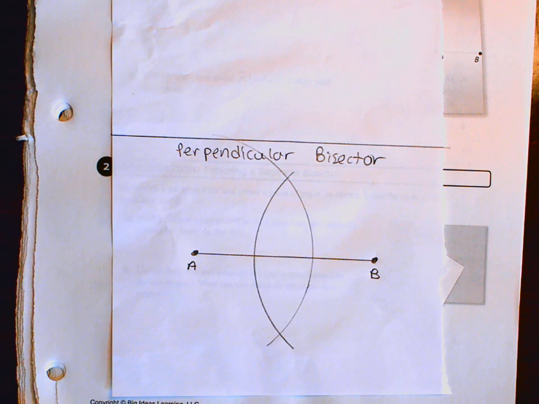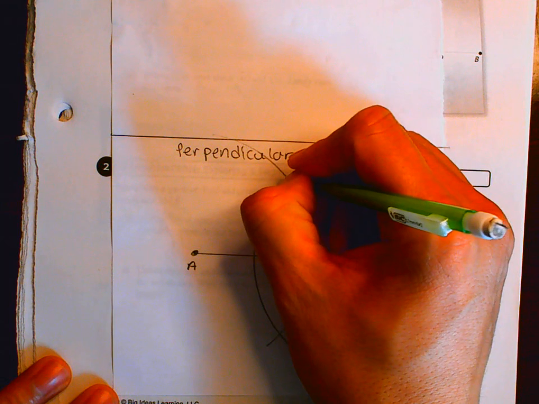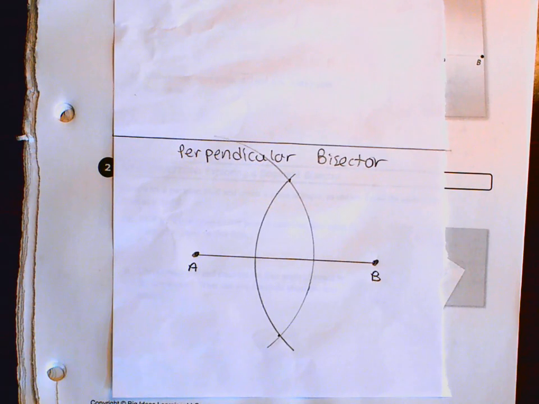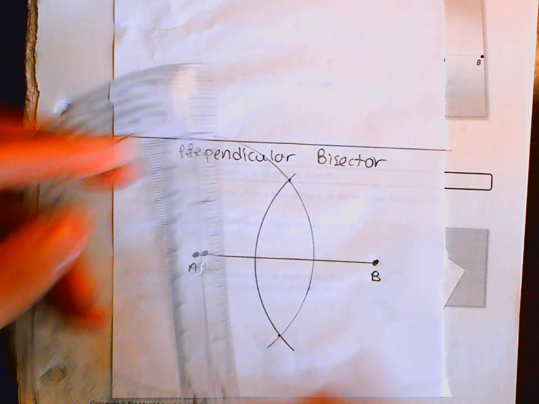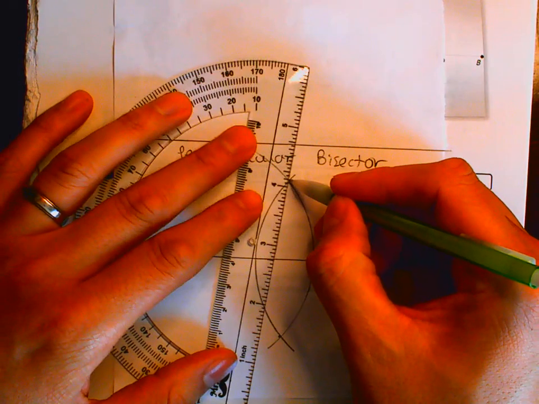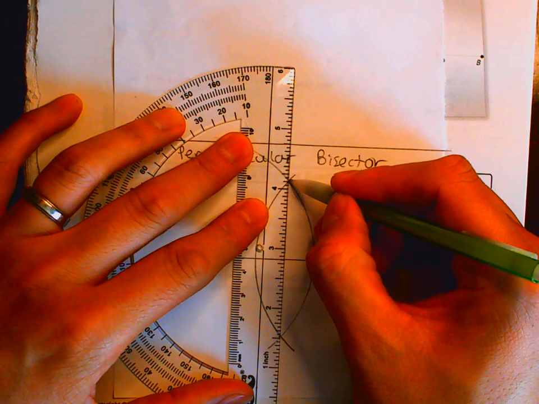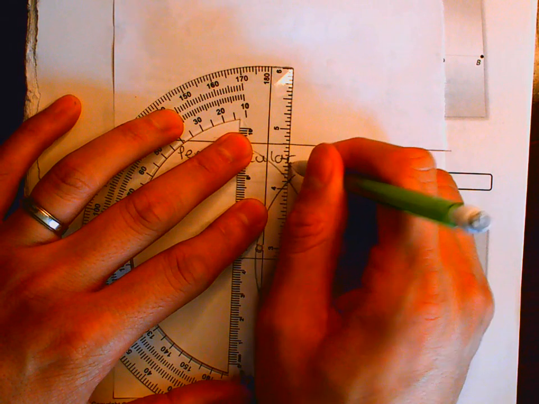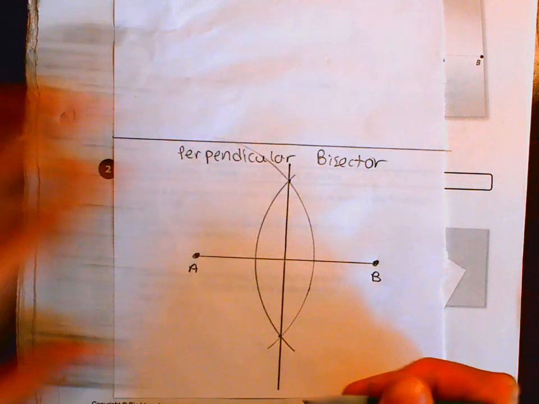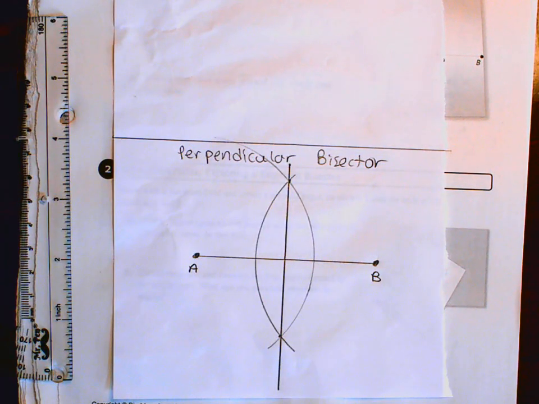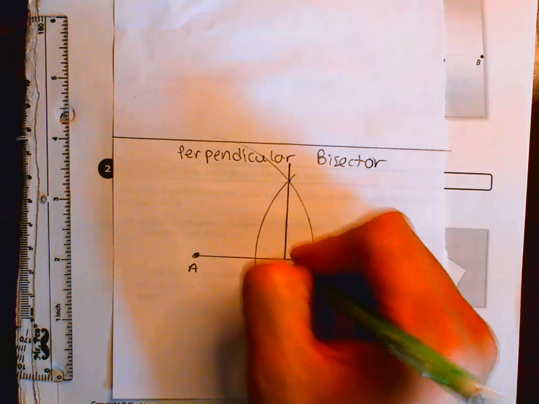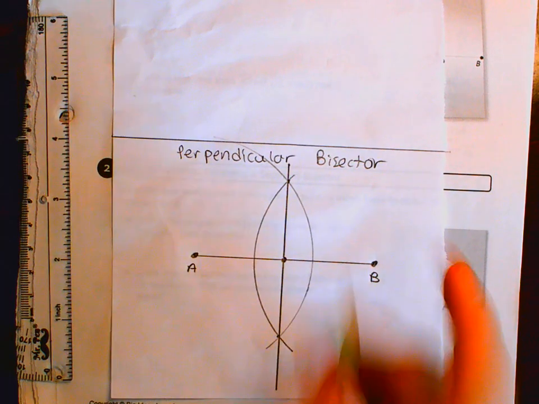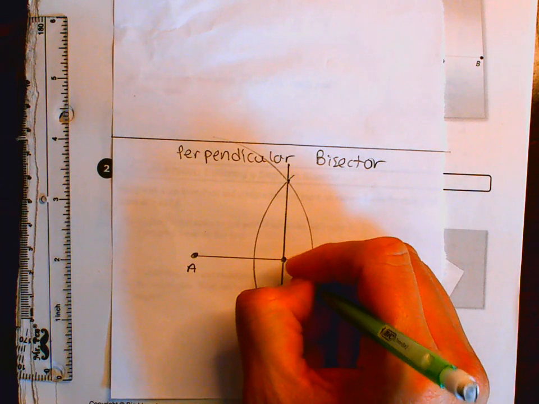So now what we have here is these little intersections right there. You're going to grab your protractor and line up those two intersections as best as you can, like this. And then simply draw a line through those two intersections. Now this point right here is going to be the midpoint between A and B. So I'm going to call that midpoint M.